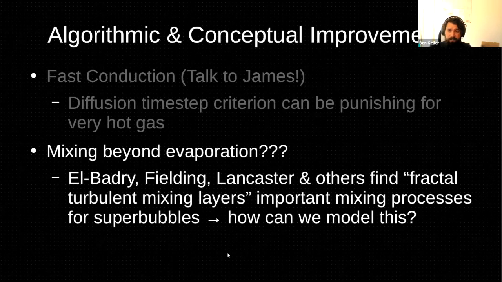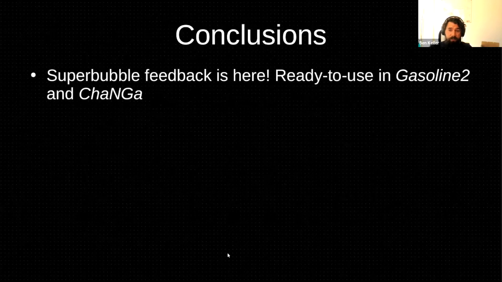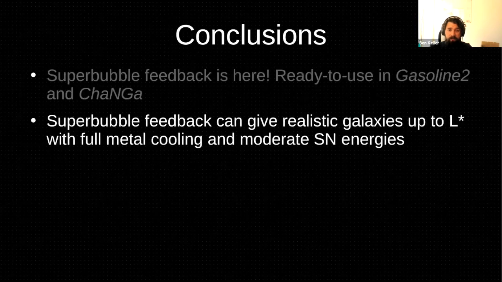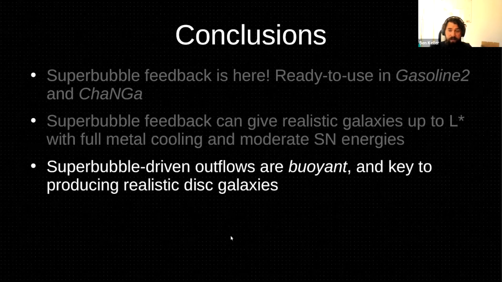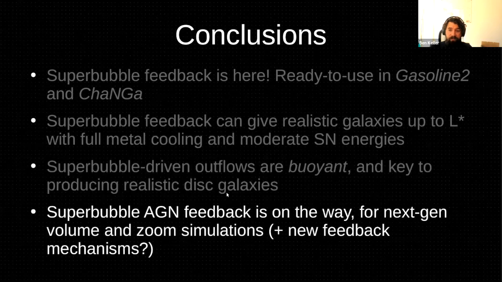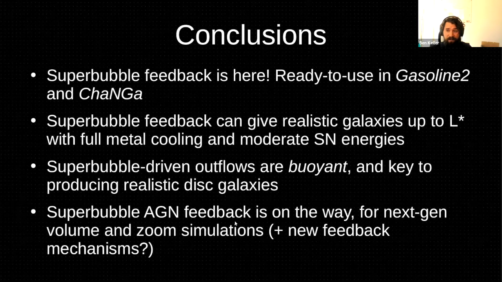So if I leave you with some conclusions, it's these. Superbubble feedback is here. It's free to use. It's ready there in Gasoline 2 and Changa. It can give you realistic galaxies up to L-star with full metal cooling and without having to crank up your feedback energy beyond 10 to the 51 ergs. It produces these galaxies by driving buoyant outflows, and superbubble AGN feedback is on the way, ready for next generation volumes and zooms. So if you have any questions, I'll be happy to try and take them now.